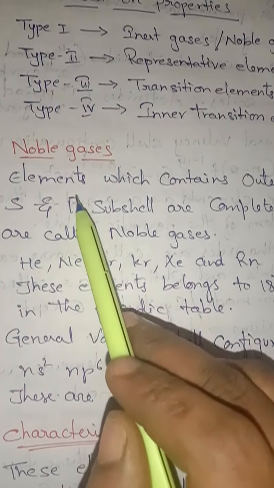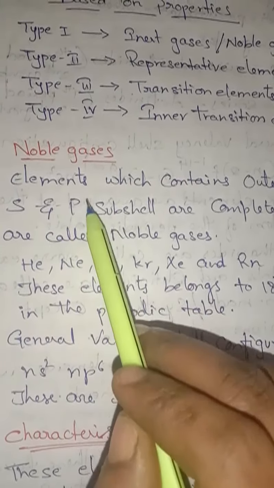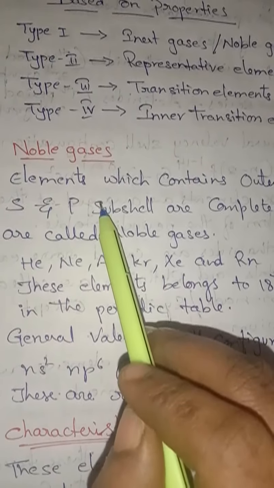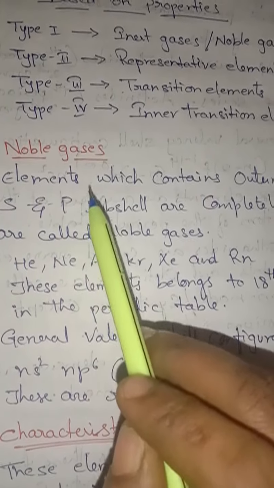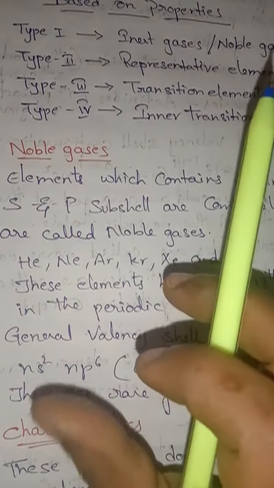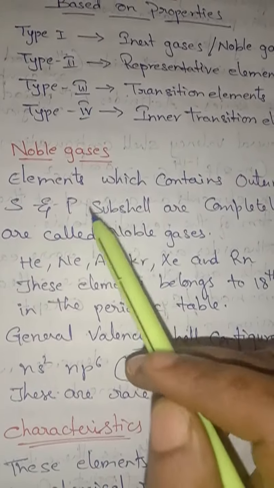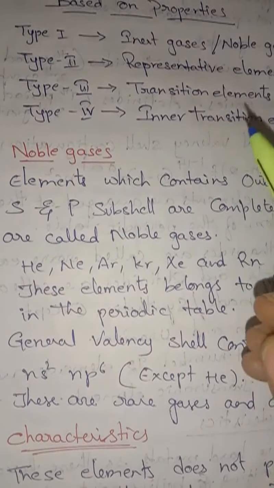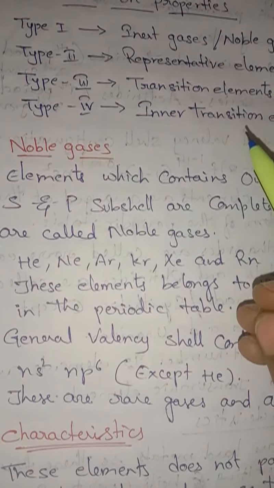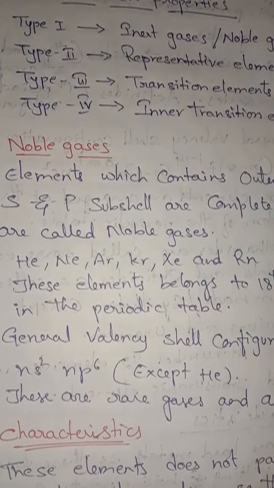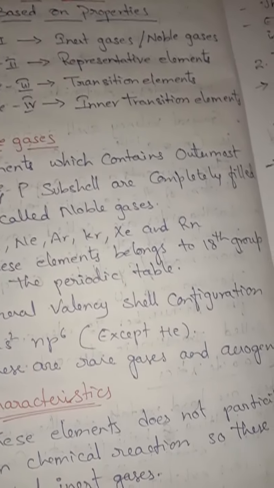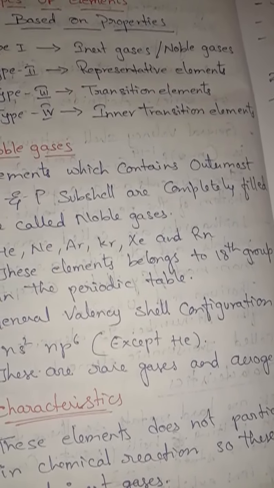The presence of 8 electrons in their outermost shell is also called octet configuration. Octet means 8. The significance of octet is that it explains stability. When they have 8 electrons in their outermost shell, it shows that the element is very stable. Understand? Due to their low reactivity, elements of group 18 are also called inert gases.